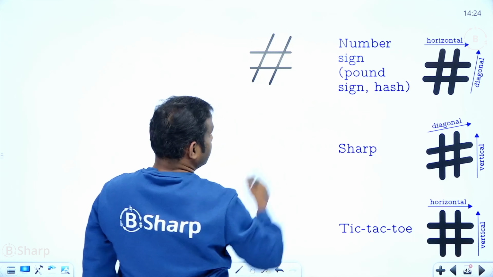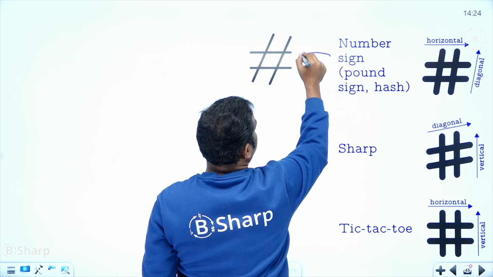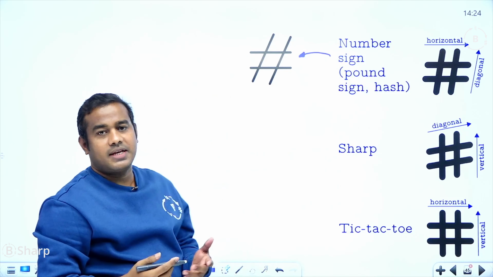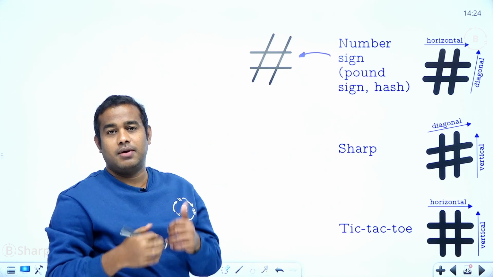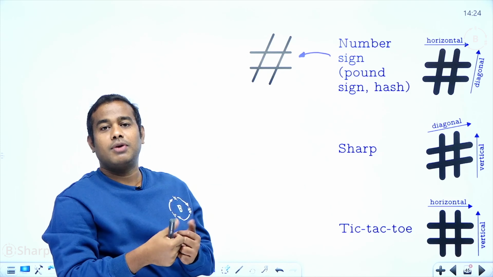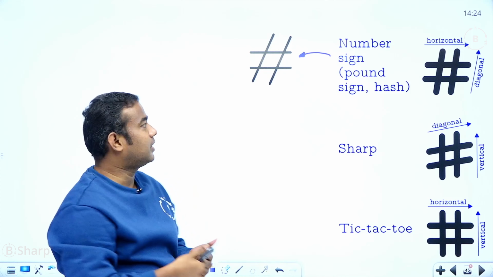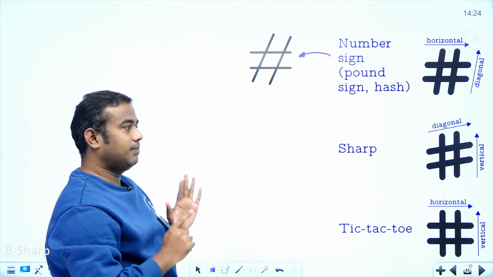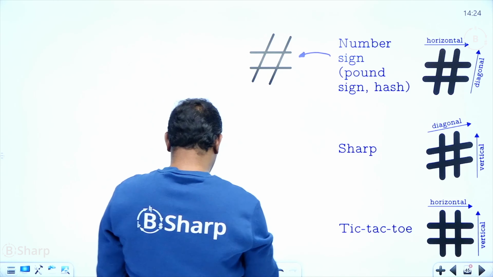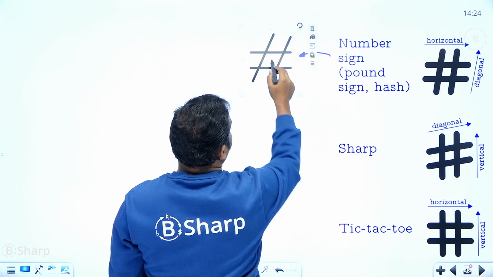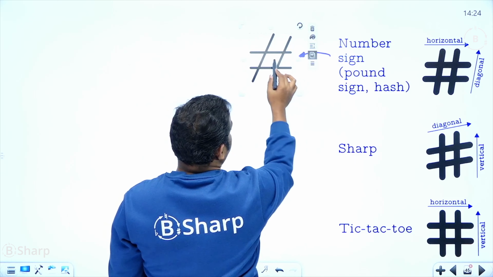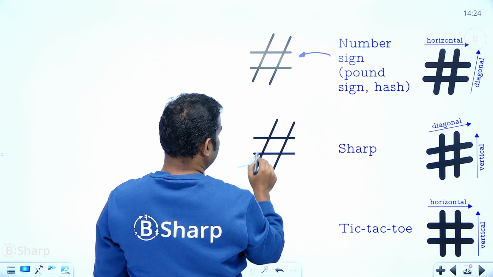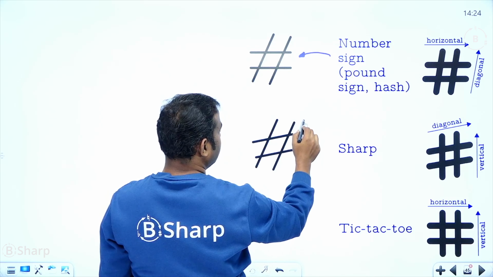this represents a number sign or sign convention, for example when you want to attach a hashtag when you upload a video or a photo. For that we use this type of symbol. But for music purposes, I am using the same thing here: we need to take these two lines and then invert it.